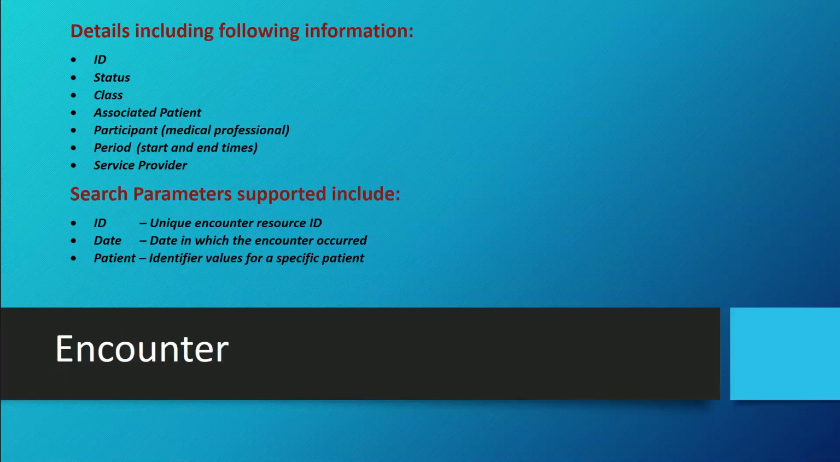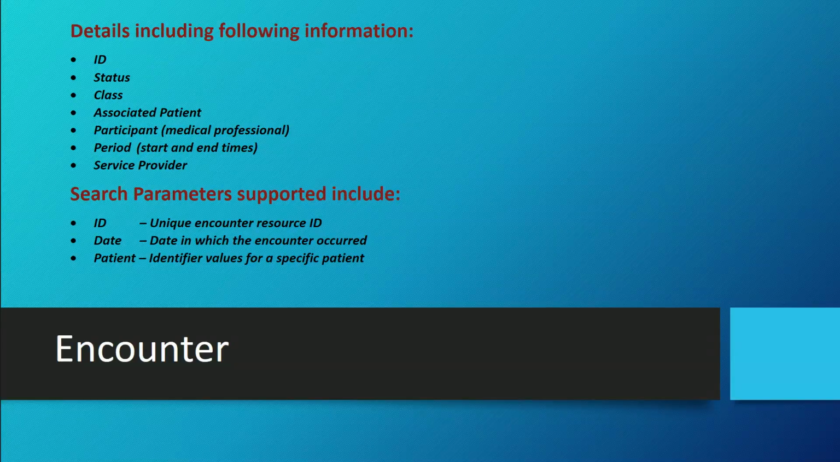Details related to the encounter returned include ID, status, class, associated patient, participant or the medical professional, period start and end times, and the service provider. And search parameters supported include the ID, date in which the encounter occurred, and the patient for which the specific encounter was related.